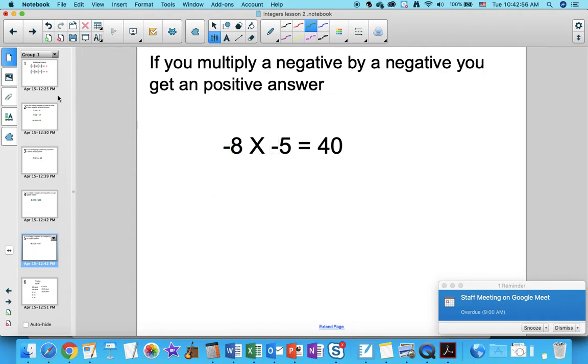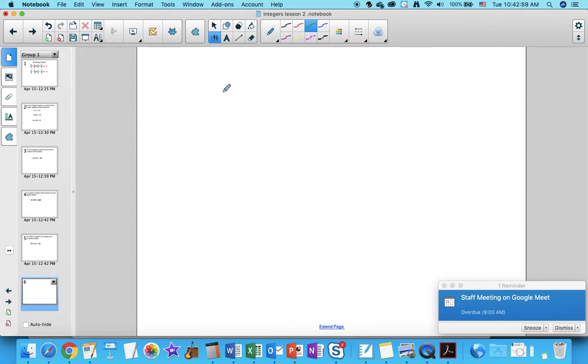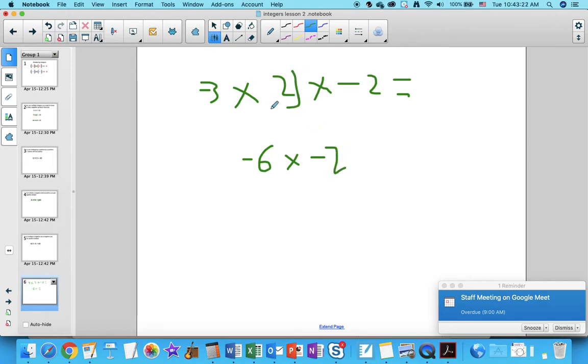Now, there may be a situation where you get 3 numbers, right? So you could get negative 3 times 2 times negative 2. Well, what you do is you take it two numbers at a time. So negative 3 times 2. Well, 3 times 2 is 6. I only have one negative, so that's a negative, times negative 2, right? So I took it one step at a time. Now I go negative 6 times negative 2. Negative times a negative is positive, so I have a positive answer. 6 times 2 is 12. So my answer will be 12.